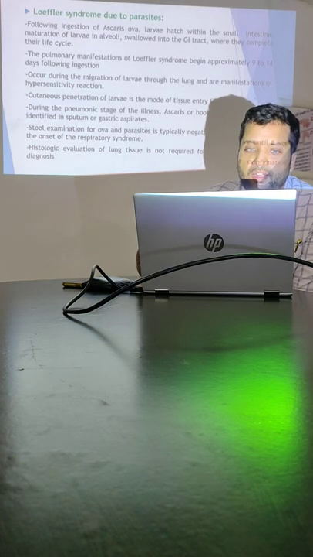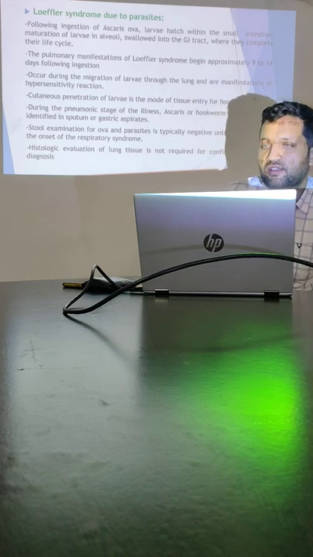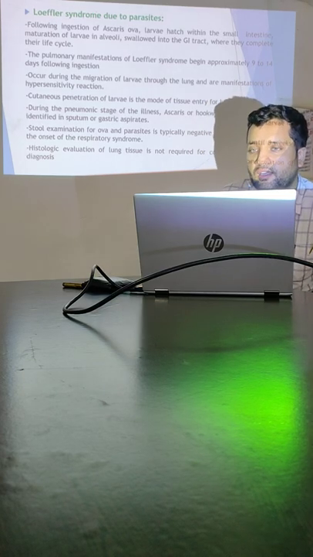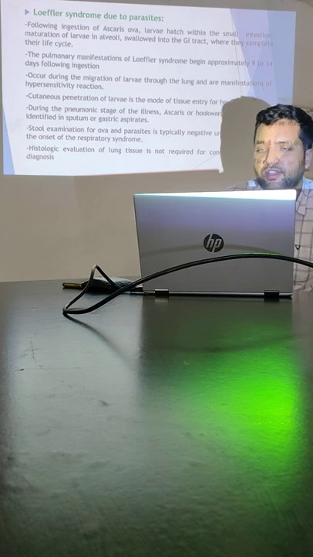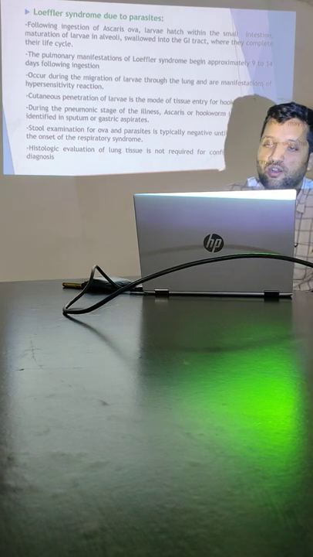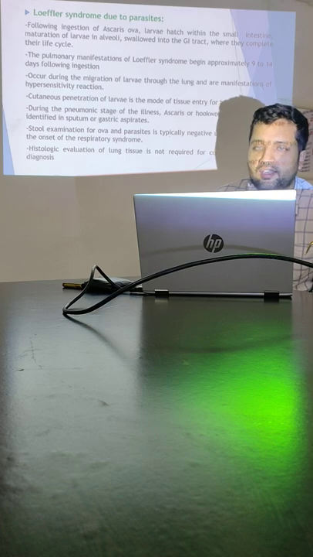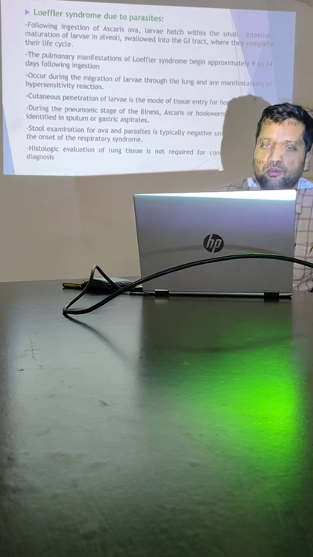Loeffler syndrome due to the parasite. Following ingestion of Ascaris eggs, we look at the microbiology, how they hatch and how they travel to the various organ systems, ultimately involving the lung and causing alveolar and interstitial disease. The larva hatches within the small intestine, migrates to the alveoli, is swallowed into the GI tract, where the worms complete their life cycle.